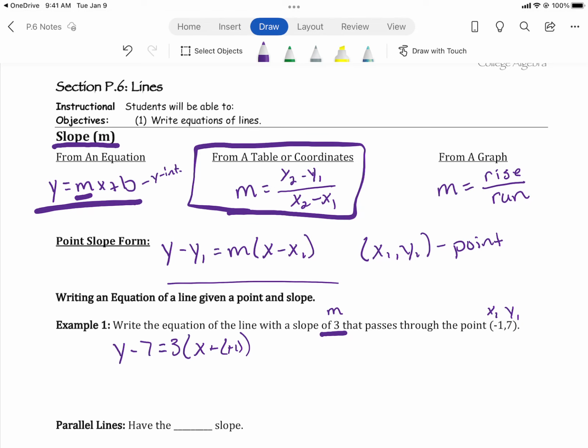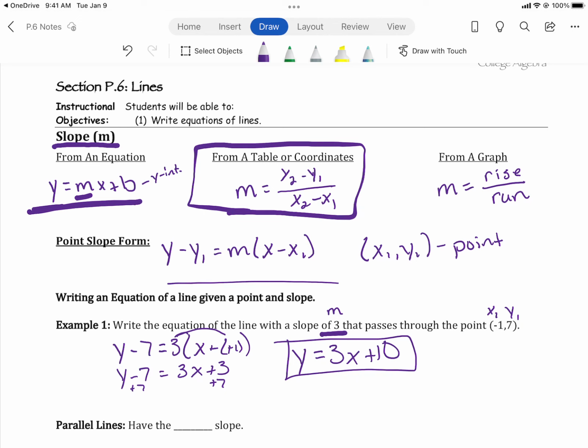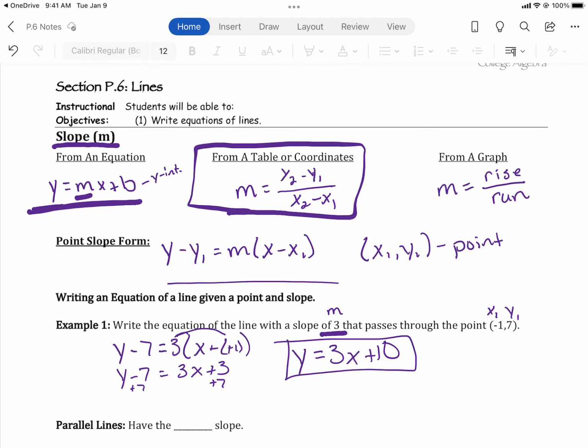Notice they always make you write these in slope-intercept form, so we need to make it look back up here like the beginning, our y equals mx plus b. So we would need to distribute this 3, so I would have y minus 7 equals 3x plus 3. And then to get y by itself, just go ahead and add the 7 over. So our final answer would be y equals 3x plus 10. So that's if you're writing an equation from slope and a point.